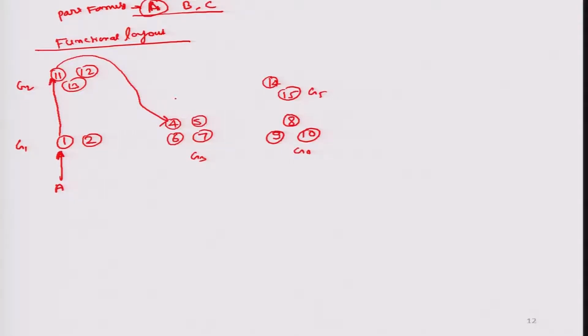Here it will be processed. After finishing the work on machine 11, it will get transferred to machine 4, and after that it will go to machine 9, then machine 10, and then it will come out as a final product.